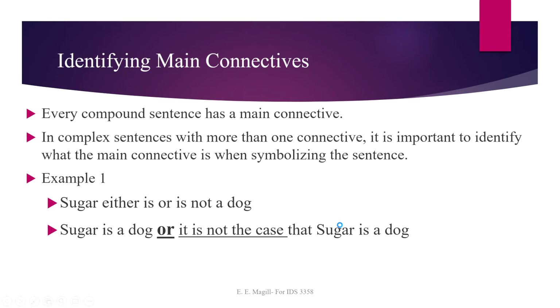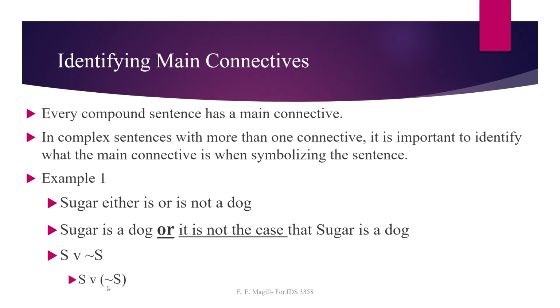So we know that this disjunction is going to be our main connective, the or is. So this sentence overall is a disjunction. When we symbolize this, we have S for sugar is a dog on our left disjunct, and tilde S for it is not the case that sugar is a dog on our right disjunct. Now, technically, this sentence looks like this on the bottom. The whole tilde S is the right disjunct.